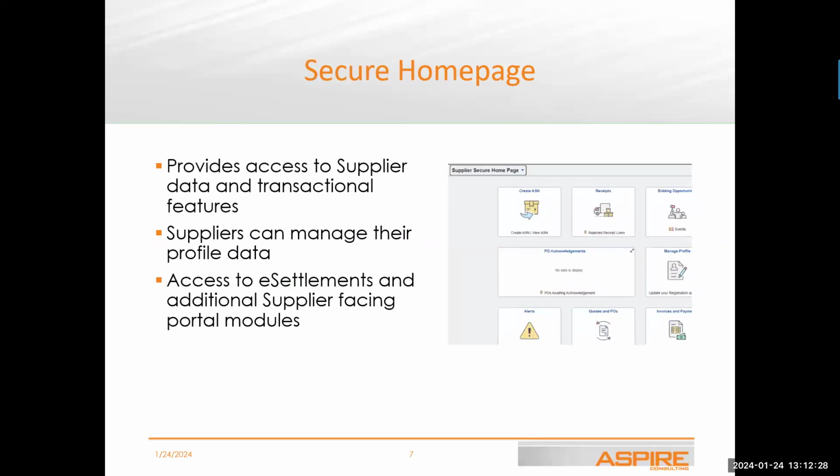The secure homepage, then, once they've logged in, so now they've got their login credentials, they get into your system, they are now on the secure side where they can do transactions on the data and review the data as well. So they can manage their profile data here. They have access to eSettlements and additional supplier facing portal modules. And when I say that, I mean eSupplier connection, like we just talked about. So they have access to the modules. If you have them licensed and you have them installed, they would have access inside the secure portal. And when we look at the secure homepage, you'll see there are some links on there that are all eSupplier and there are some that are all eSettlements, but they're both available if you have both turned on.